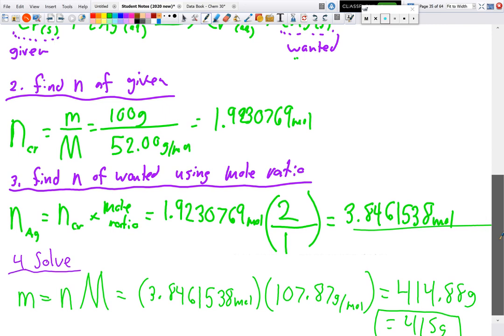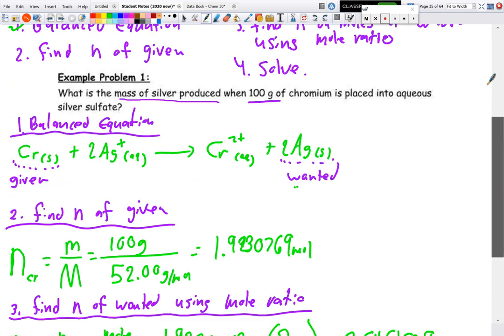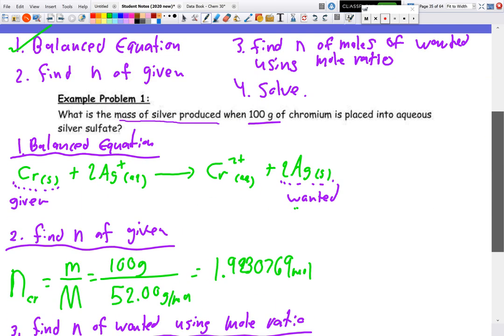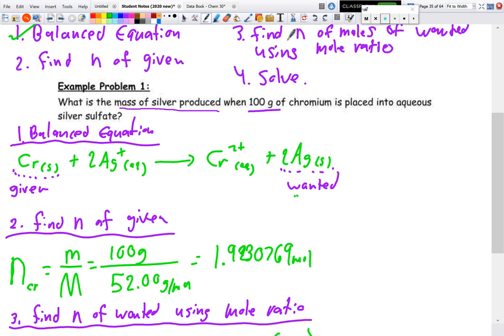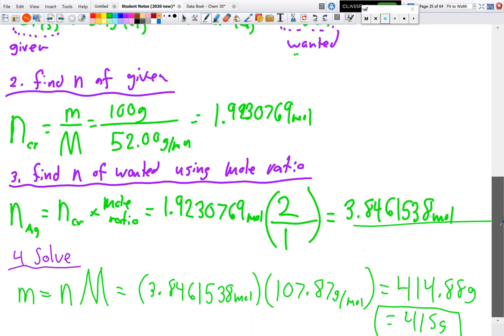So as you can see, as long as you find your balanced chemical equation first, and then follow the rules as listed up here: find the number of moles of the given, find the number of moles of the wanted using the mole ratio, and then solve. You should be able to solve almost any stoichiometry problem that is thrown your way. All the stoichiometry problems will have these 4 steps, no matter what. We just need to adapt it with finding the number of moles and of course the mass.